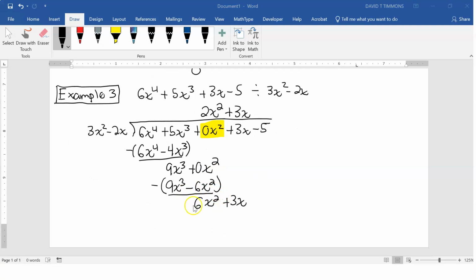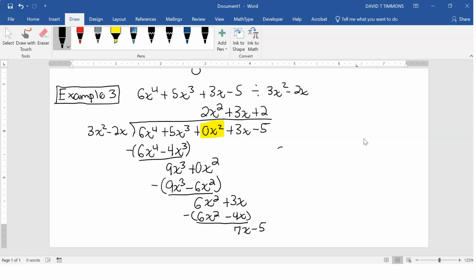Now let's match this leading term 6x squared. What times 3x squared gives me 6x squared? Well, that will be plus 2. So again, we'll multiply. This will be 6x squared minus 4x. We'll subtract. And by design, these will cancel. And now we have a 3 plus 4, which is 7x. And then we bring down the last term, minus 5, giving 7x minus 5.